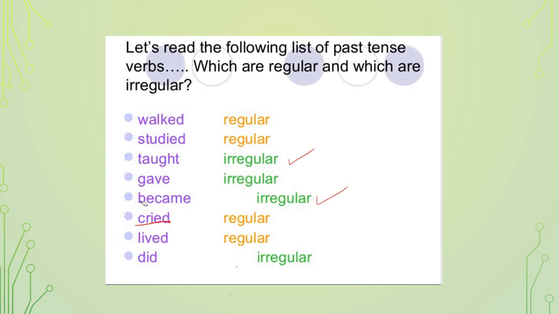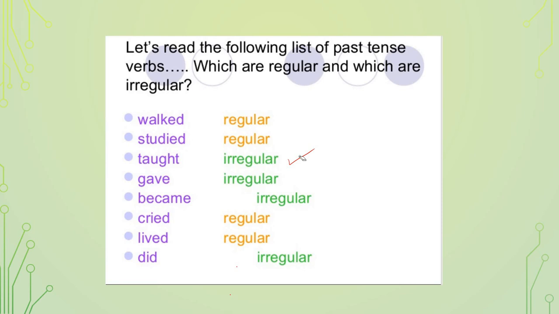So it is regular. The original word is live. From live, we made lived. So it is also regular. From do, we are making did. So it is irregular. See, no ed has been added. Do it is not a word. It's did. Why? Because it's an irregular verb.